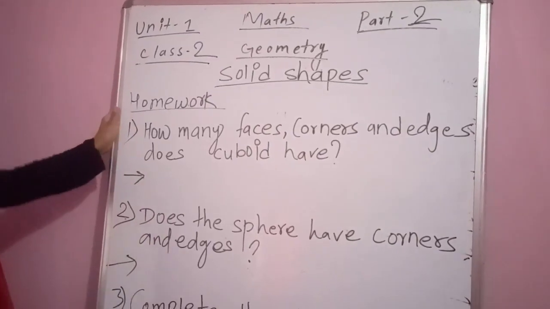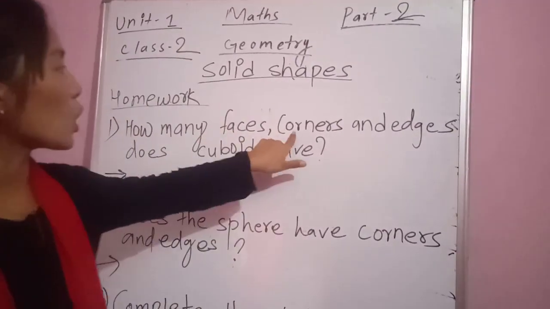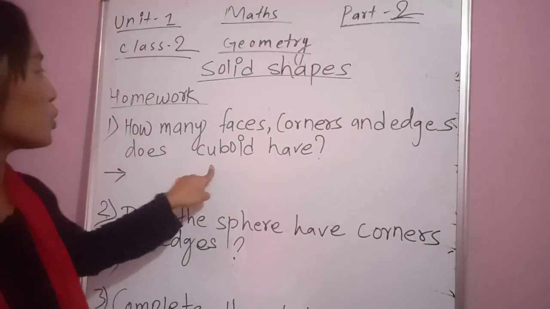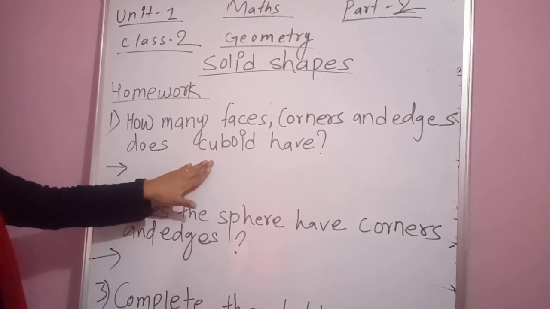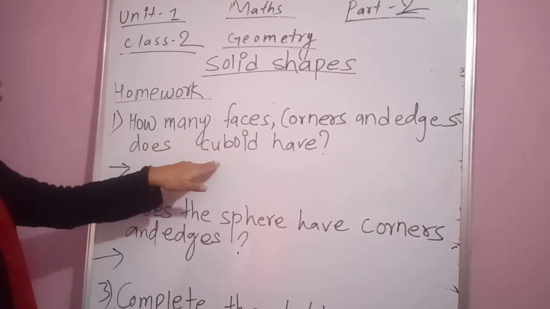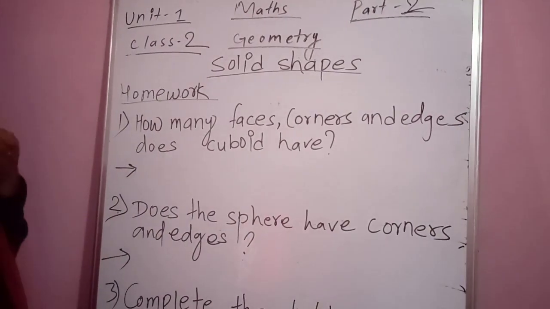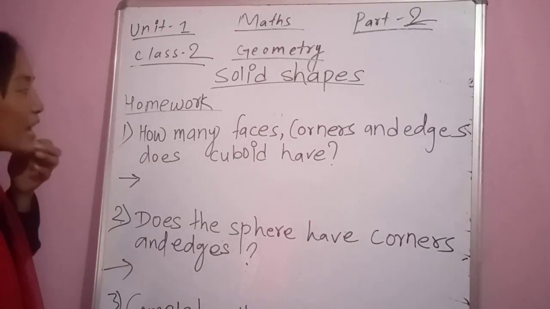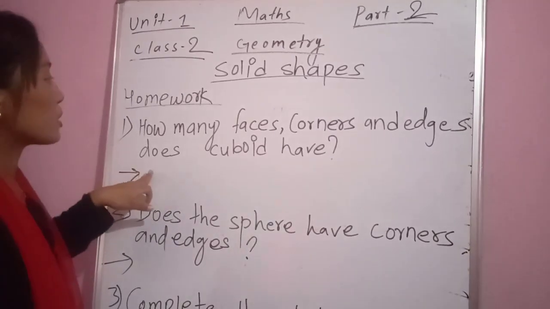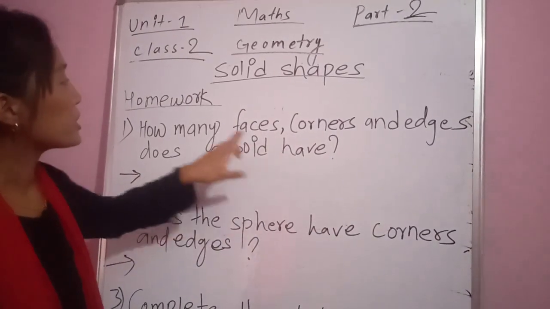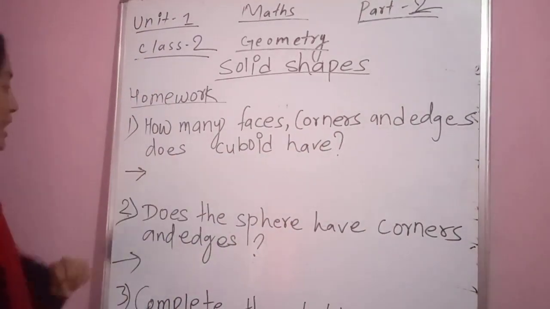This is the homework for you. First question is like this: how many faces, corners and edges does a cuboid have? As I have taught you about the cuboid, I have shown you the instrument that is found in a cuboidal shape, isn't it? How many faces, corners or edges does it have? By remembering that, you have to answer this question, and its answer is: a cuboid has 6 faces, 8 corners and 12 edges. You have to write like that.